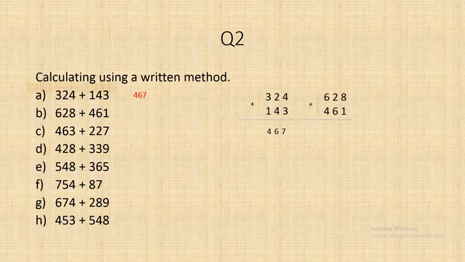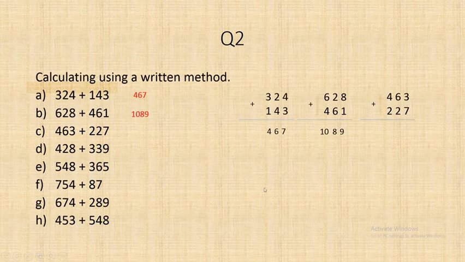Let's go for number B. Here I have 628 plus 461. So add the units with the units, which is 8 plus 1 equals 9. And after that, 2 plus 6 equals 8. And 6 plus 4, so it's going to be equal to 10. So the answer is going to be 1089.